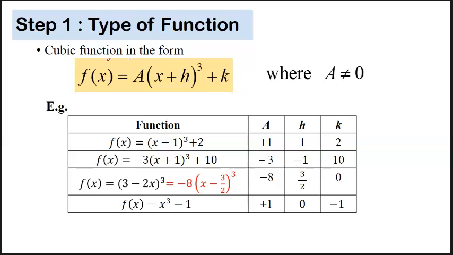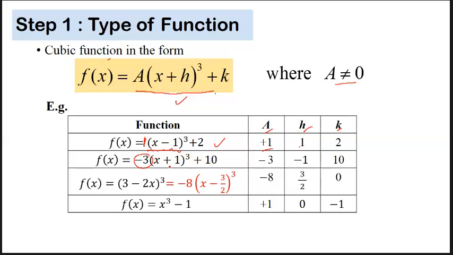So we want the cubic function to be written in this form, where a is not equal to 0. For example, in this first example, you can see that we have (x minus 1) to the power of 3 plus 2, where if compared with the function on top, the a, h, and k correspond to: a is positive 1, h is negative 1, k is 2. The next one, f(x) equals negative 3 times (x plus 1) to the power of 3 plus 10.